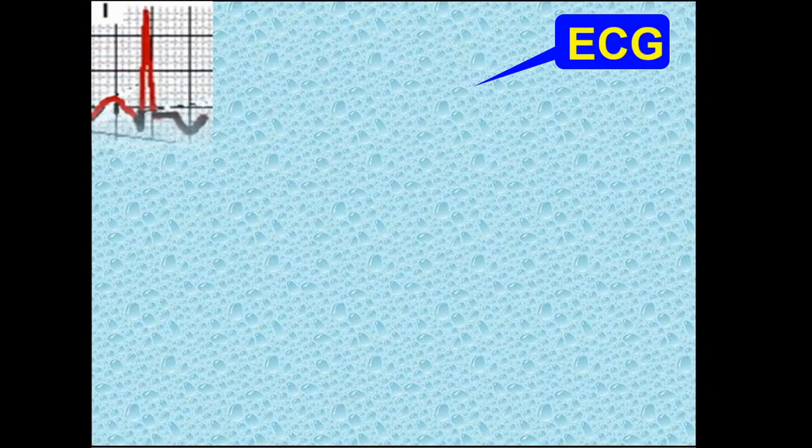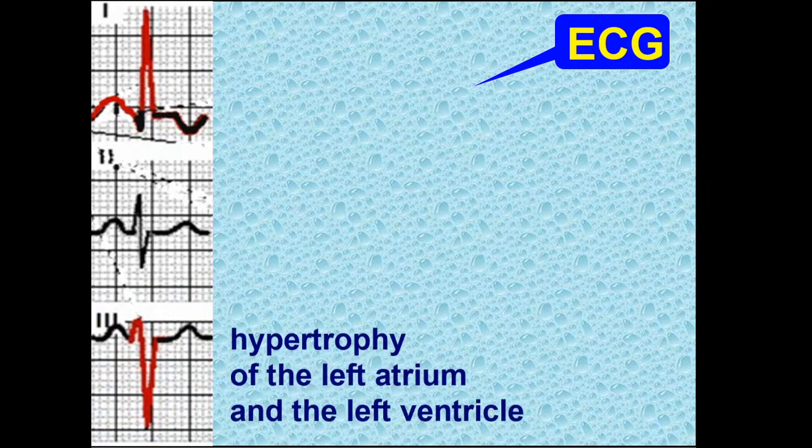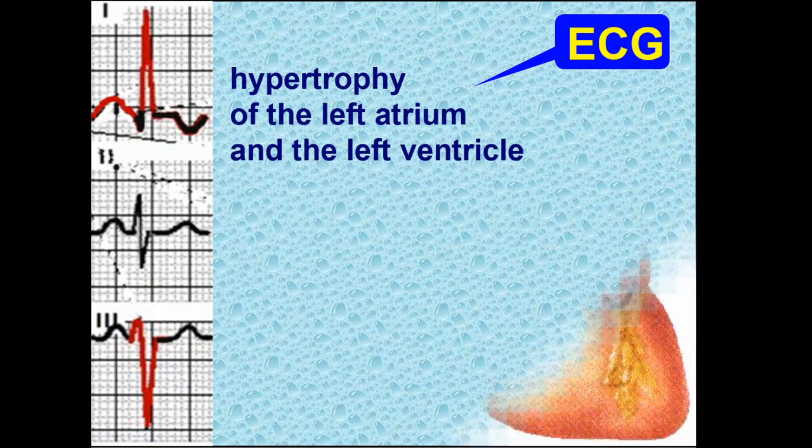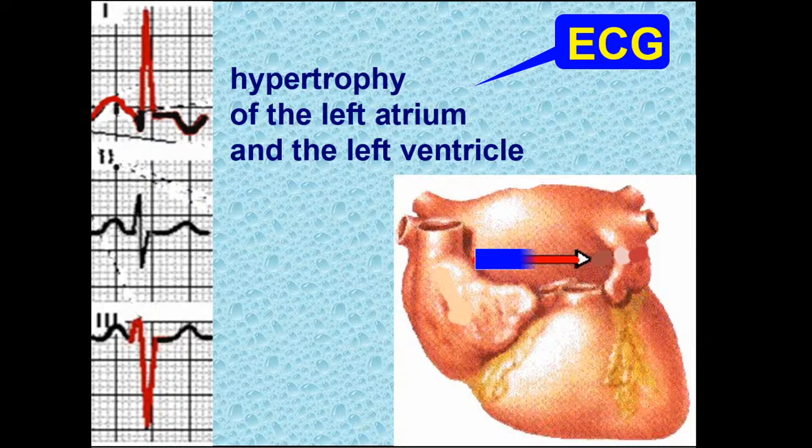On ECG, we will reveal signs of hypertrophy of the atrium and ventricle. Hypertrophy of the left atrium is manifested with P mitrale, a widened, high P wave in the first standard lead, and more intensively hypertrophied left ventricle. As a result, the electrical axis deviates to the left. We reveal a deep S wave in the third standard lead.